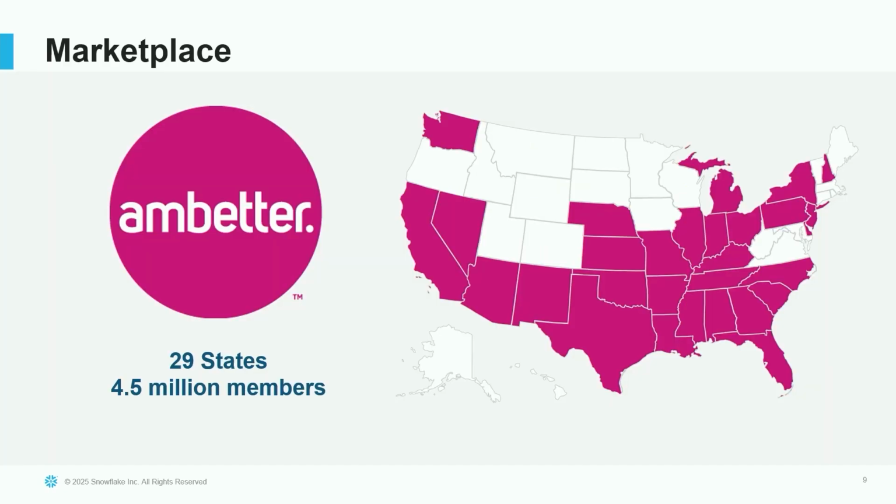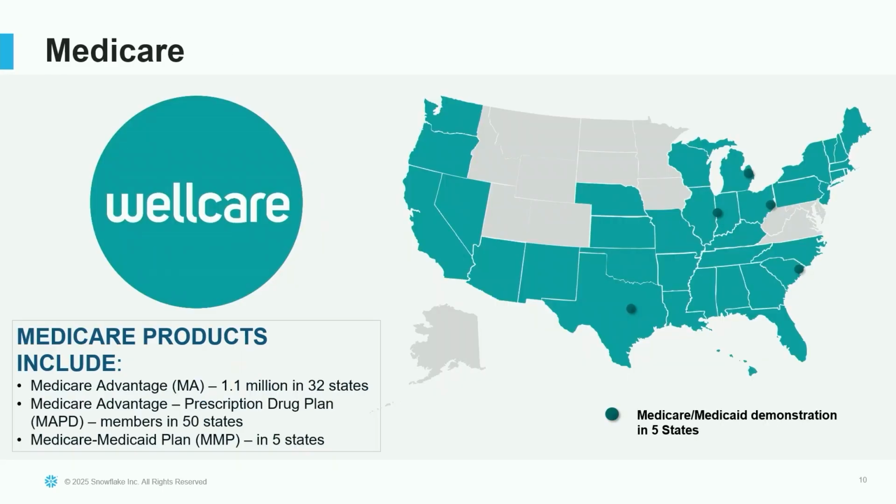And Ambetter Health is our largest marketplace insurance carrier in the United States. We serve nearly 5 million members across 29 states, often offering personalized plans through government exchanges. We also offer Medicare Advantage plans in 32 states, covering over 1.1 million members. Our Medicare prescription drug plans reach all 50 states, plus dual eligibility programs in 5.